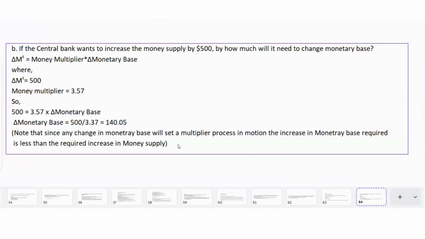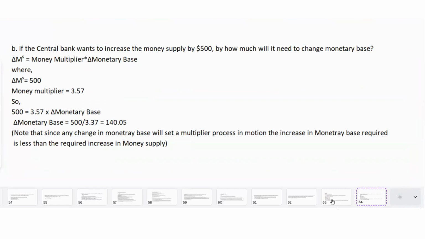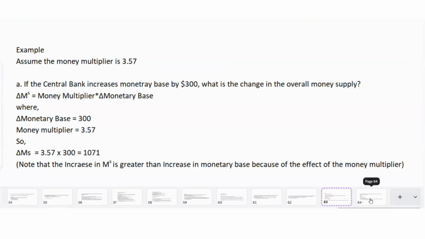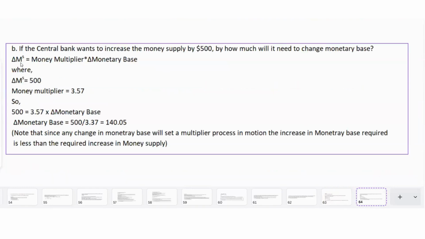Part B says if the central bank now wants to increase the money supply by 500. In part A, we were given a change in monetary base and we wanted to see what change this leads to in the money supply, right? We were given the change in monetary base, we wanted to find the change in money supply. Alternatively, here we're given the change in money supply the central bank wants to achieve. And to achieve that, we want to find how much it needs to change monetary base.